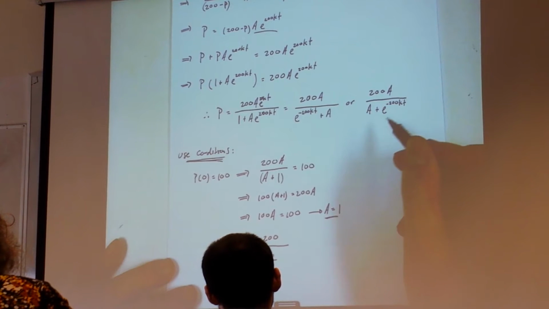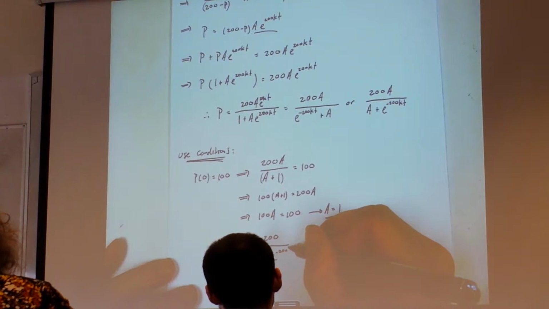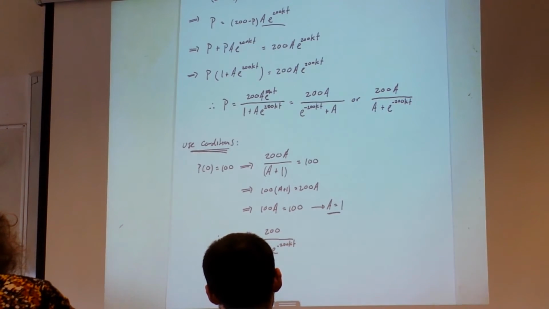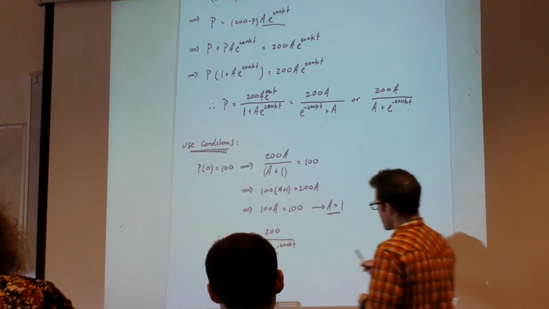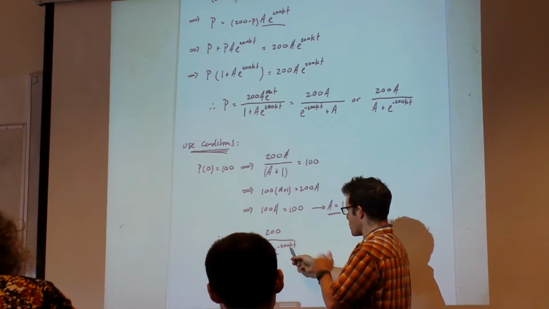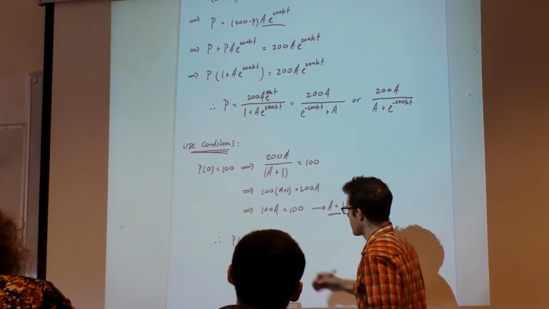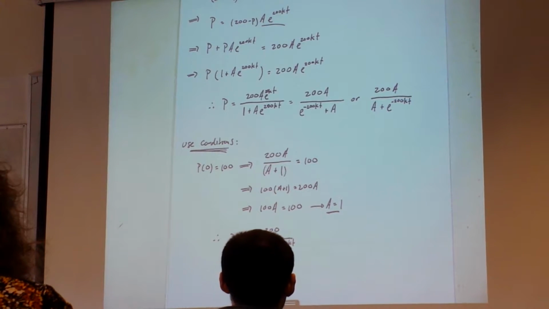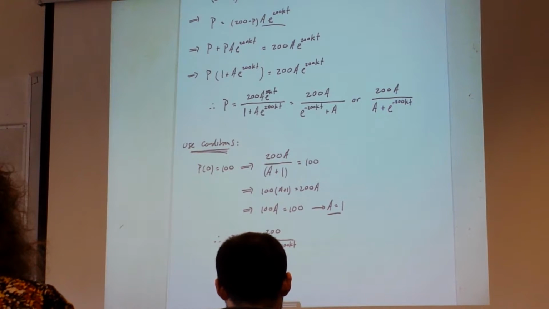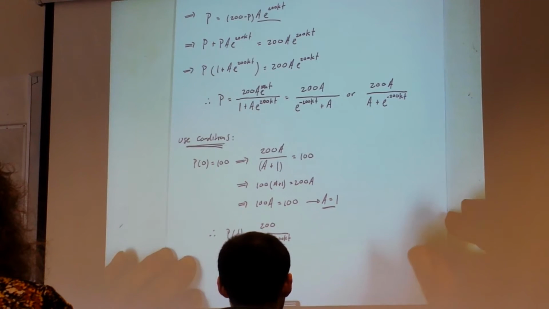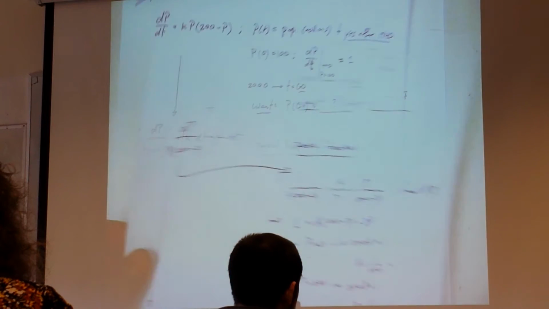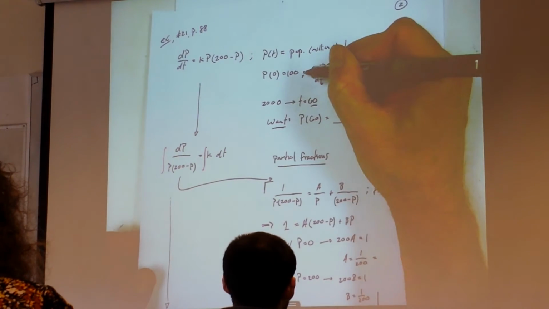So a is 1, e to the negative 200 kt. Okay, we're getting there. Now we only have one unknown left, and this has something to do with the proportionality, the growth rate. But we have another condition, right? What did that other condition say, though? At t equals 0, P is equal to 1.